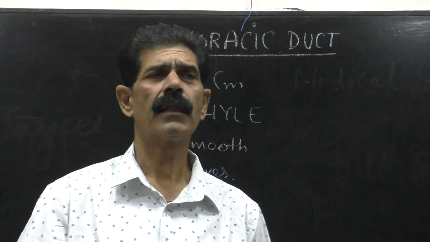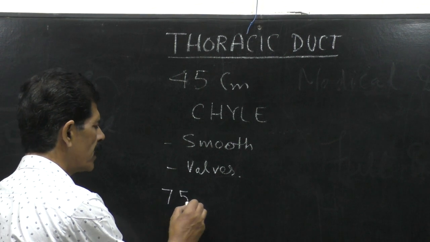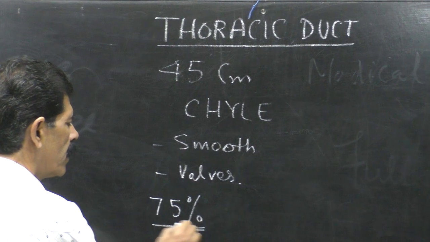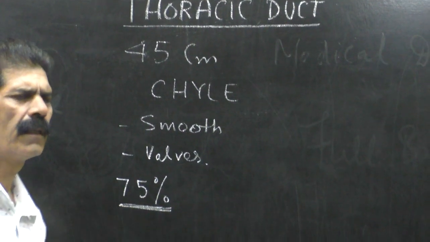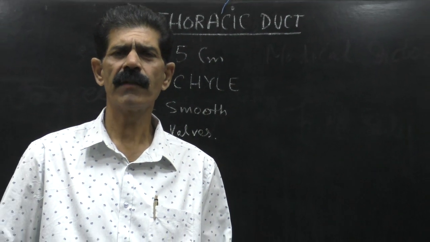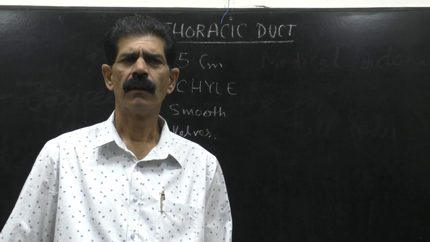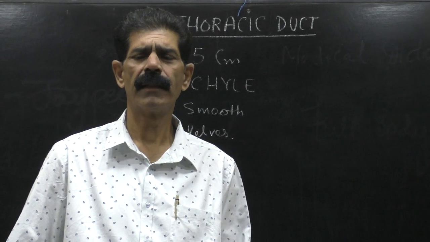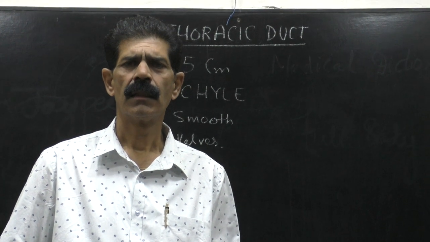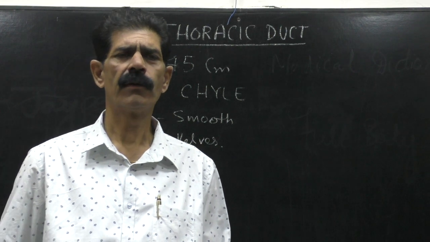The thoracic duct drains 75% of the lymph from the human body. The rest of the 25% of the lymph is collected by the right lymphatic duct and thrown into the blood circulation.